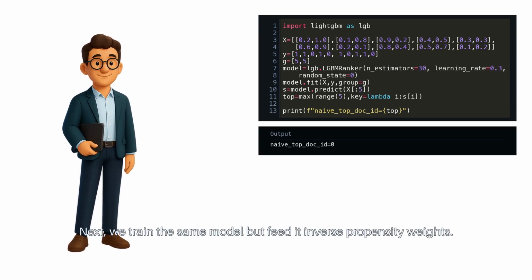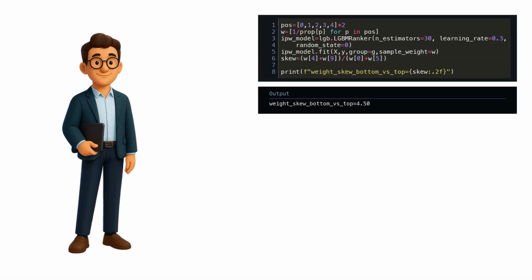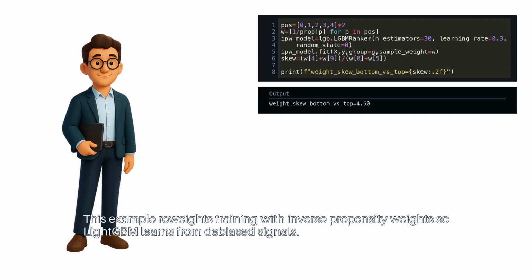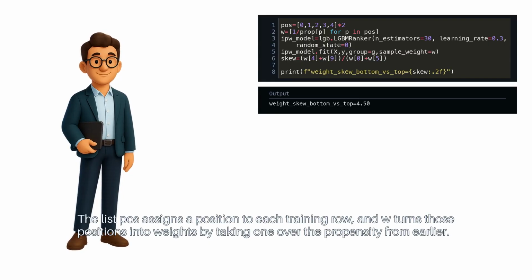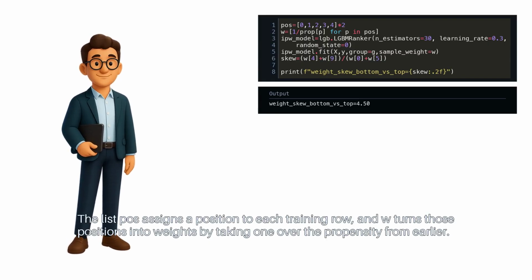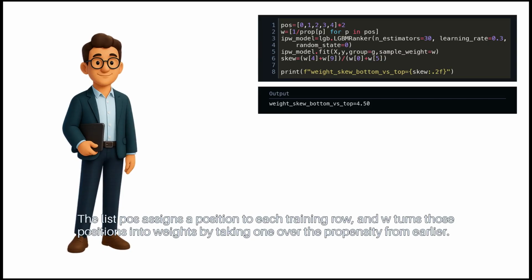Next, we train the same model, but feed it inverse propensity weights. This example reweights training with inverse propensity weights, so LightGBM learns from debiased signals. The list pos assigns a position to each training row, and w turns those positions into weights by taking 1 over the propensity from earlier.